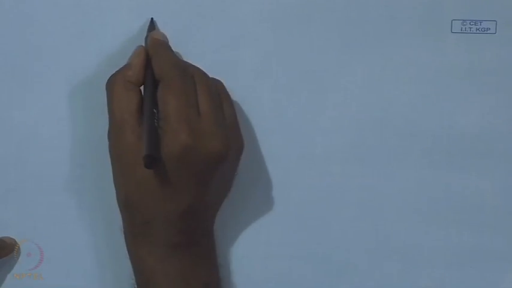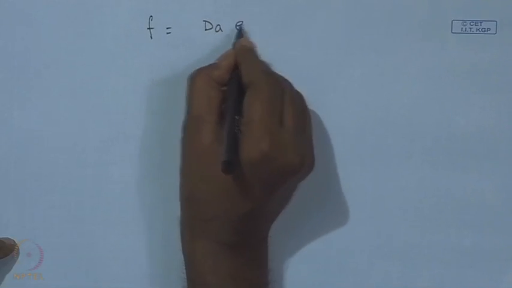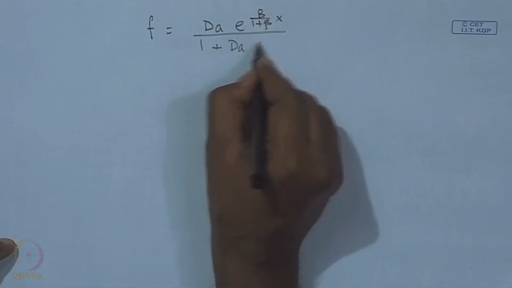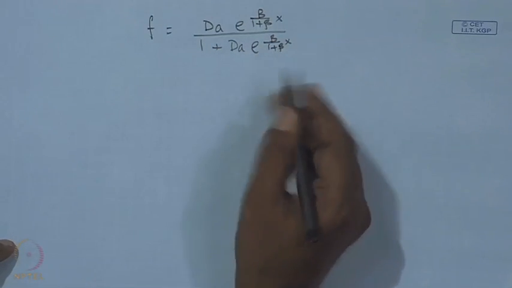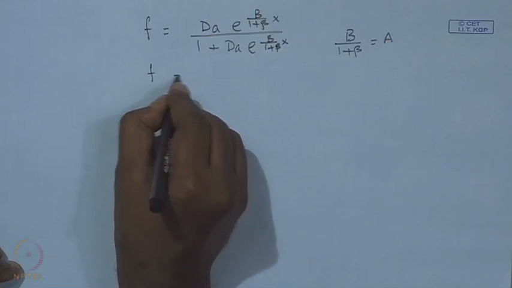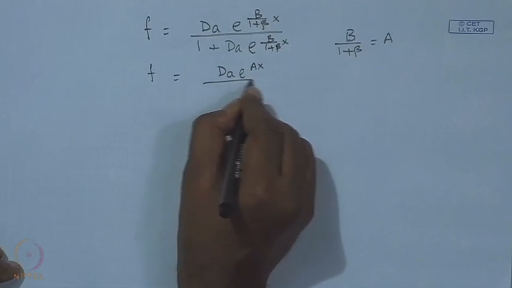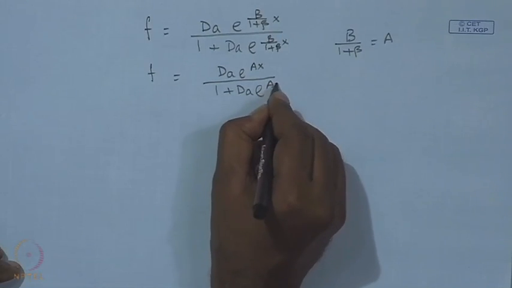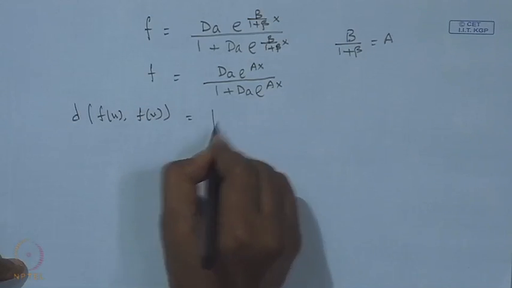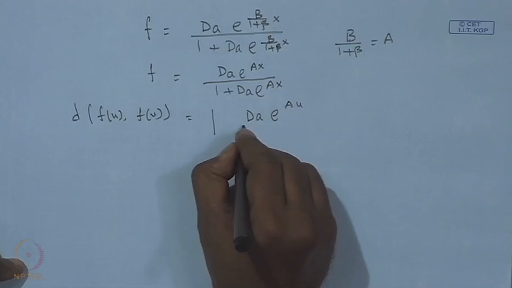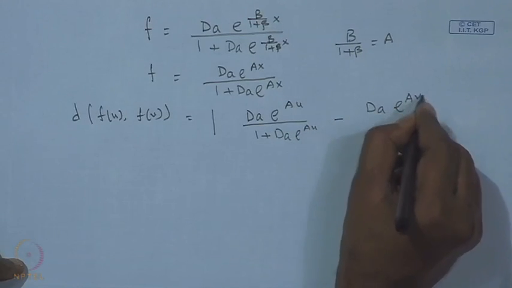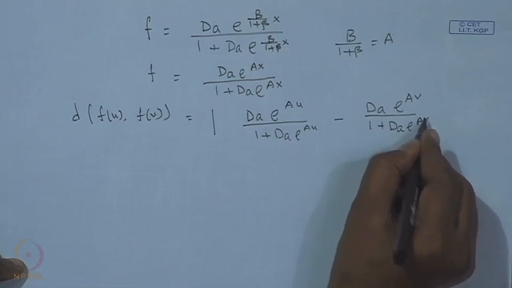So, if you remember what f is, f is dA e to the power b by 1 plus beta x divided by 1 plus dA e to the power b by 1 plus beta times x. We substitute b by 1 plus beta as a parameter a. So, f becomes dA e to the power a x divided by 1 plus dA e to the power a x. So, the metric between f of u and f of v now becomes mod of dA e to the power a u divided by 1 plus dA e to the power a u minus dA e to the power a v divided by 1 plus dA e to the power a v, mod of that.